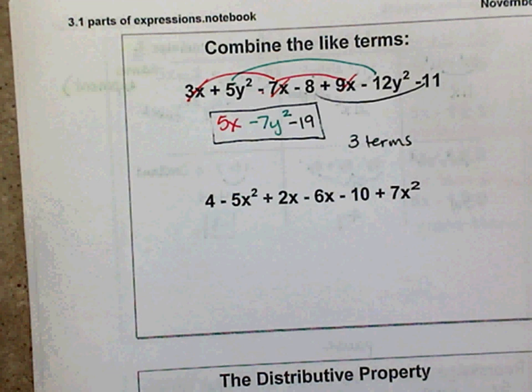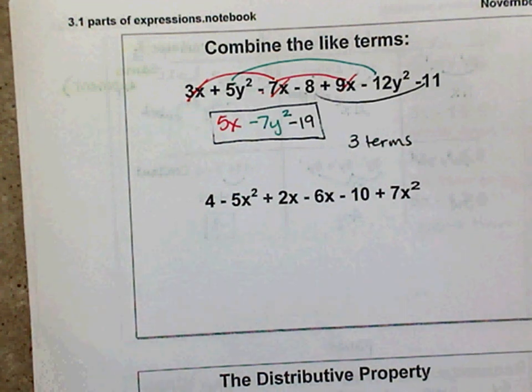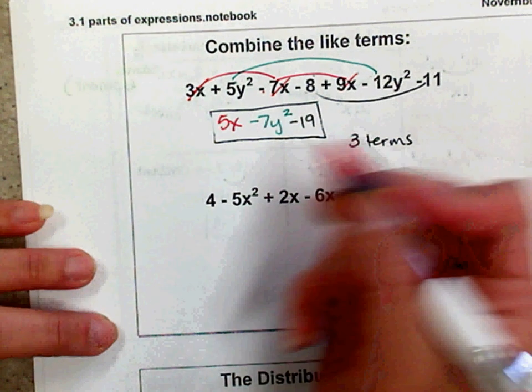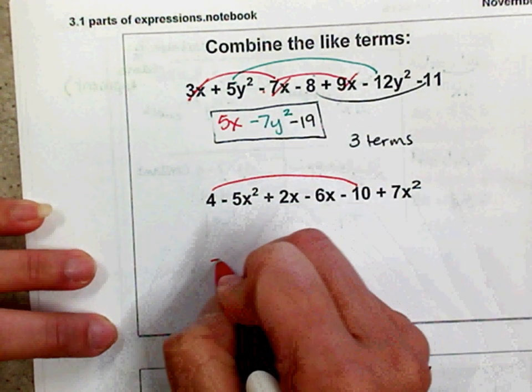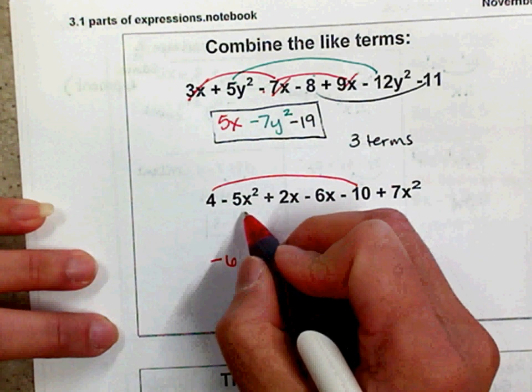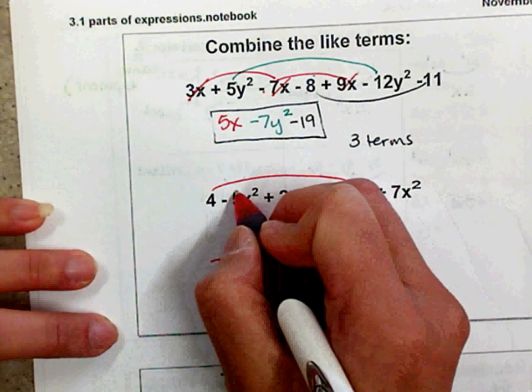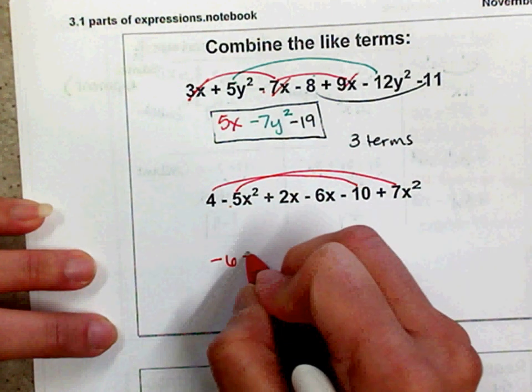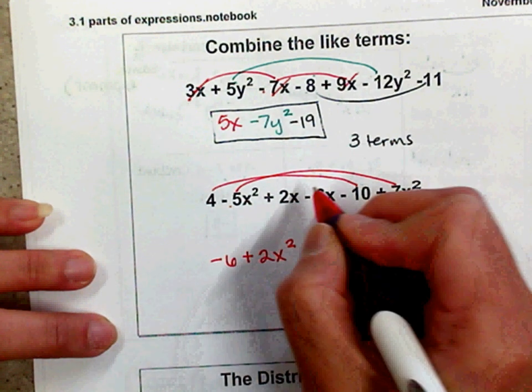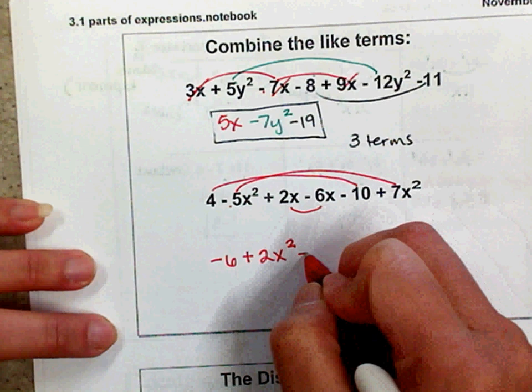All right. Next part. 4. You see any other constant right there? 4 minus 10 is negative 6. You got x squared. Here's another x squared. So negative 5 plus 7x squared is positive 2x squared. And these two are like terms, and that's going to give me negative 4x.